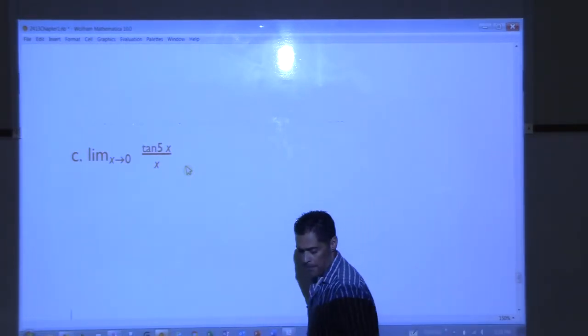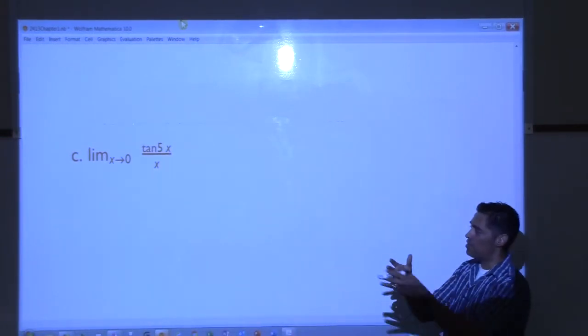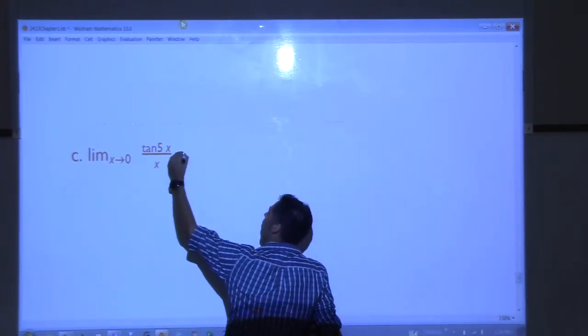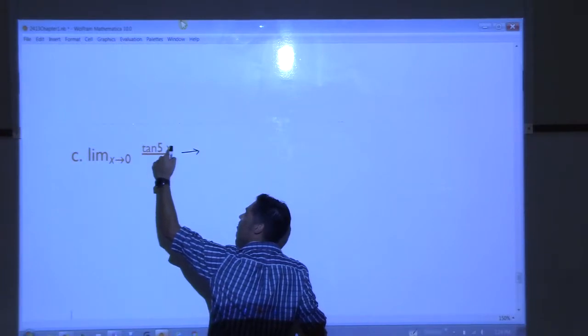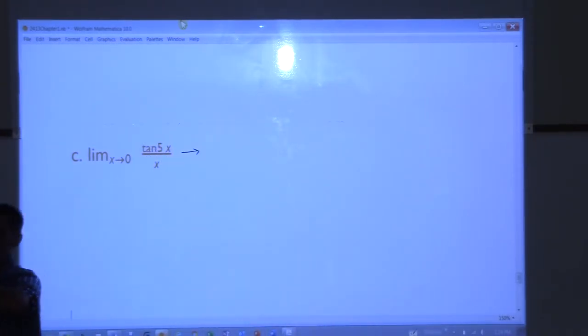So Luke, we always want to check first to see what's happening, right, to our limit. You always want to just try and let x go to 0 and just see what happens. So do you remember, Luke, if x goes to 0, 5 times 0 is 0, what's tangent of 0? Do you remember what the graph of tangent looks like? This look familiar? That's tangent. So what's tangent of 0?